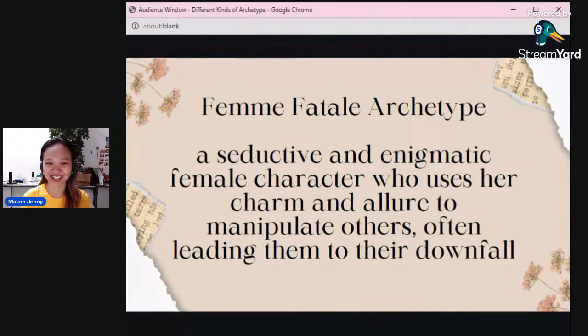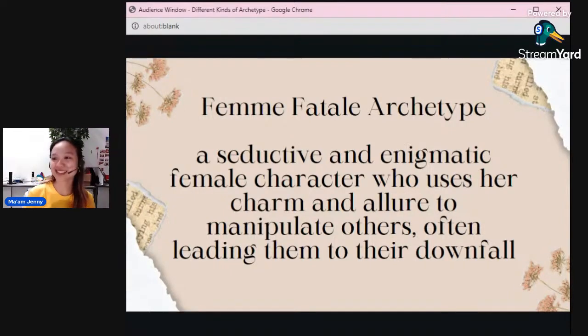Next one, femme fatale archetype. I hope I read that correctly. Until now, hindi pa rin ako familiar. I didn't look it up. Anyway, this is a seductive and enigmatic female character who uses her charm and allure to manipulate others, often leading others to their downfall.